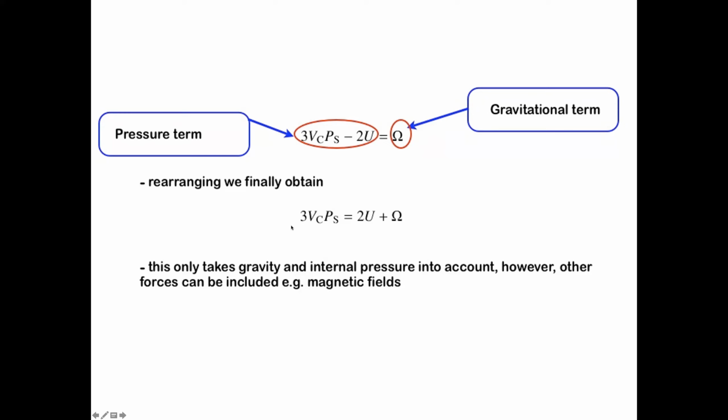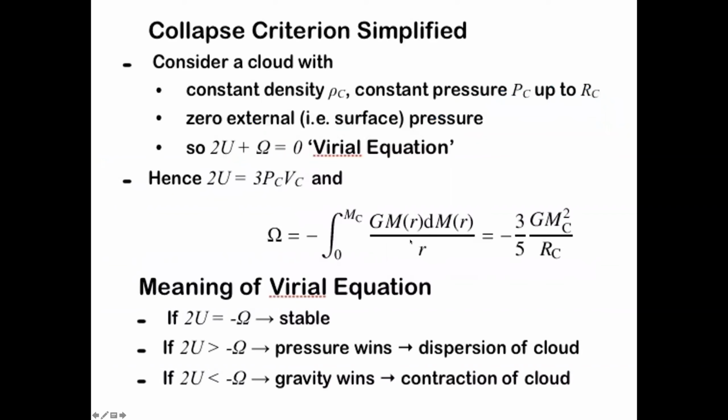So now you can see immediately that we are at the virial theorem, because typically it is assumed, in fact, that there is no surface pressure present. This equation becomes equal to 0, and then you get to the so-called virial equation without magnetic field and other complicated structures.